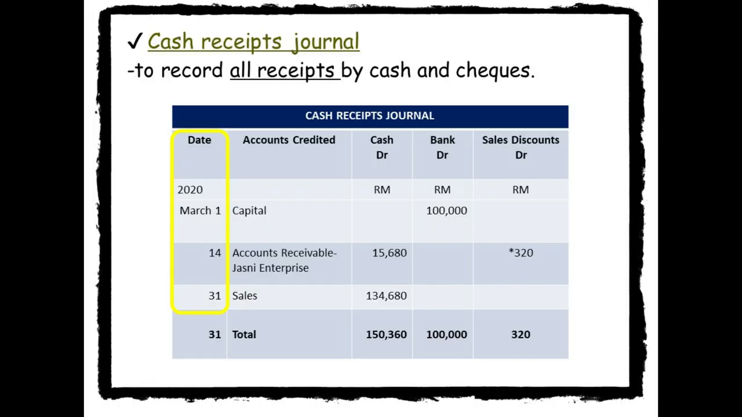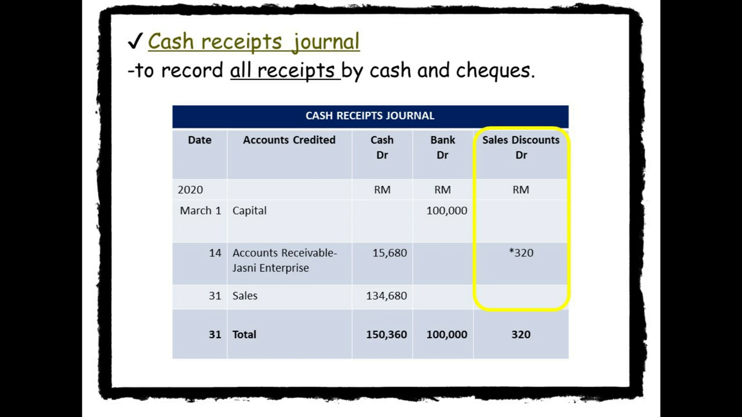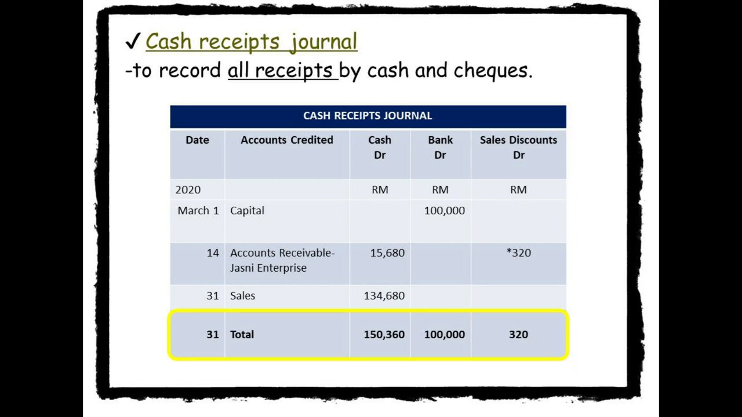Now, let's look at cash receipts journal. It is used to record all receipts by cash and checks. At the first column, we are going to record the date of transaction. Then, in the account credited column, we would write the title or name of the account that is credited in the ledger as a result of cash inflow. In the cash column, the amount of cash received is entered, while in the bank column, the amount of check received is entered. In the sales discount column, we record the amount of sales discount given to debtors or customers. And lastly, we would sum up the amount of transactions at the end of the month.